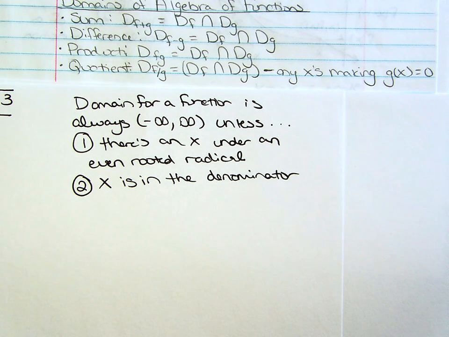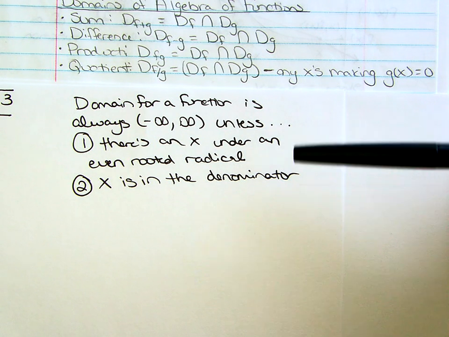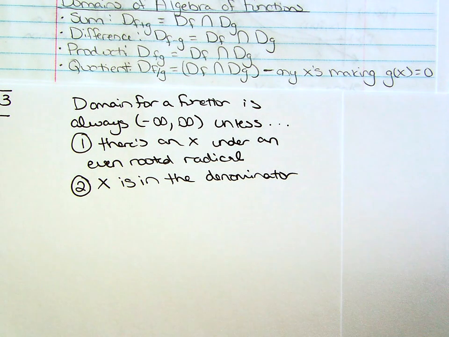And so while finding the domain of the sum is where you take the domain of f and you intersect it with the domain of g, that is true for all of these, which is great. Really what you're going to do is you're just going to look at the end product, the end solution that you have once you've taken your algebra of functions, and you're going to say, okay, well, is there an x under the even-rooted radical, or is there an x in the denominator? If your answer is no to both of those, then you have -infinity to +infinity as your domain. If you do have one of these exemptions, then you'll go through the process like we've done previously, where we eliminate out those trouble spots.